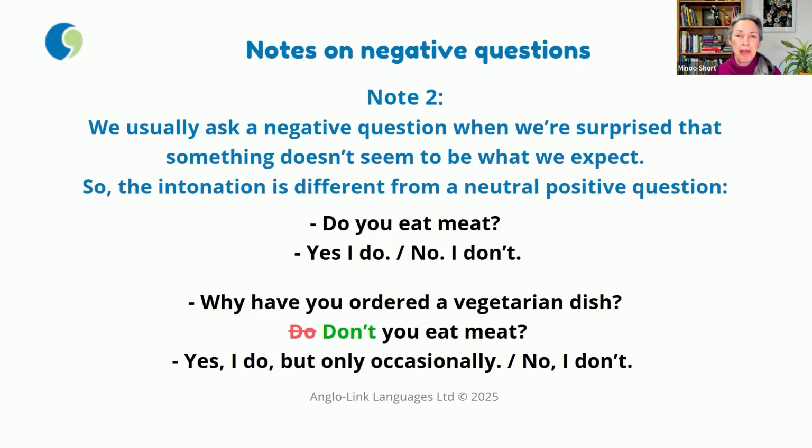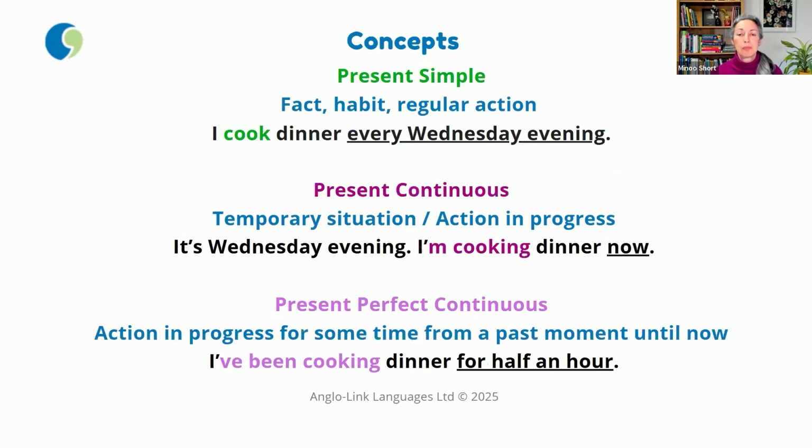Now let's compare the usage, the concepts of these three tenses. As you all very well know, present simple refers to facts, habits, and regular actions. For example, I cook dinner every Wednesday evening. Present continuous is to do with a temporary situation or an action in progress at the moment. For example, it's Wednesday evening, so I'm cooking dinner now.